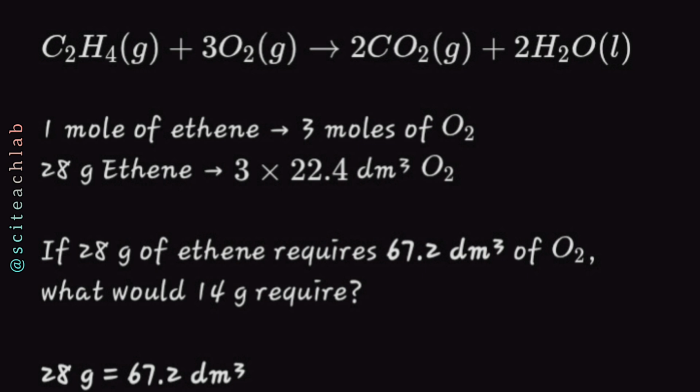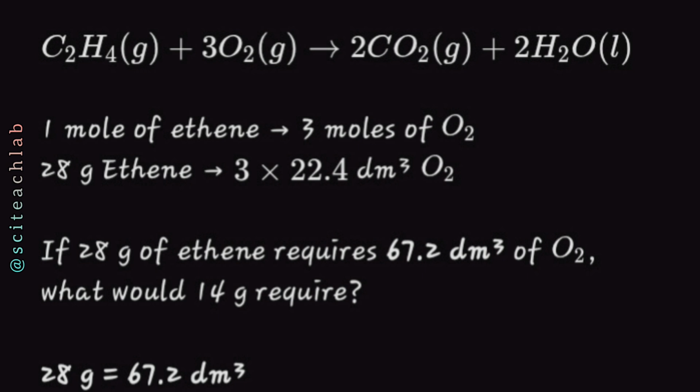So 1 mole of ethene from the equation is 28 grams. So we write under ethene 28 grams. And then oxygen, 1 mole of any gas will fill up a space of 22.4 dm cube. And now we have 3 moles here. That means 3 times 22.4 dm cube of oxygen, right? Which is 67.2.